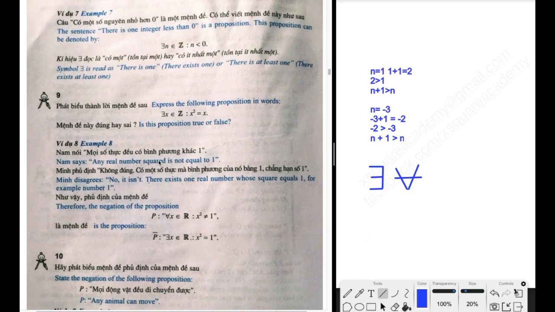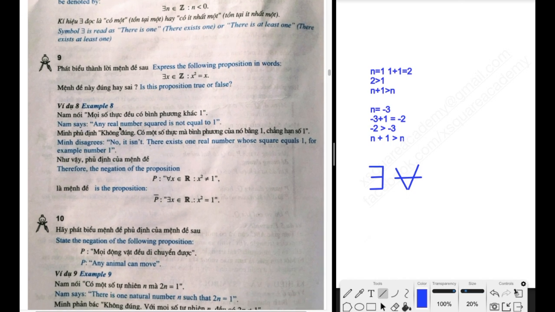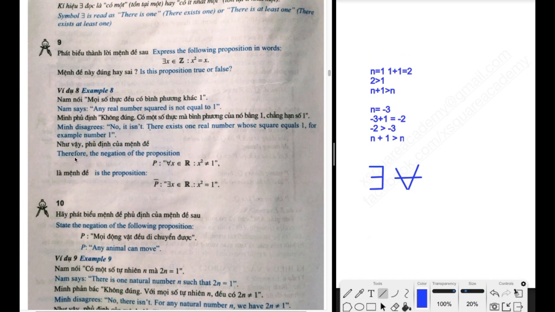Now, together, we consider example 8. Nam says any real number whose square is not equal to 1, but Minh disagrees. No, it isn't. There exists one real number whose square equals 1, for example, the number 1. And therefore, this is the proposition, and this is the negation.